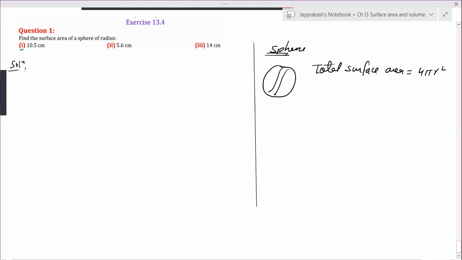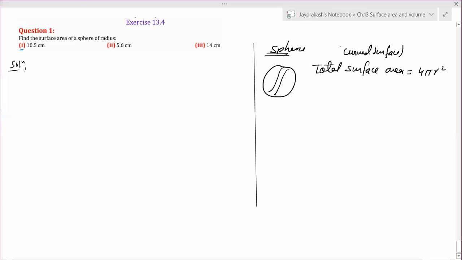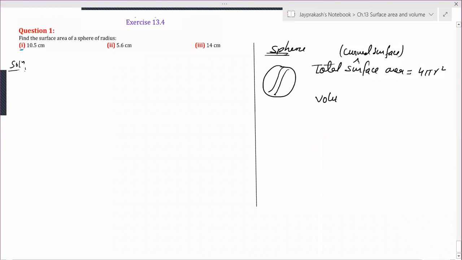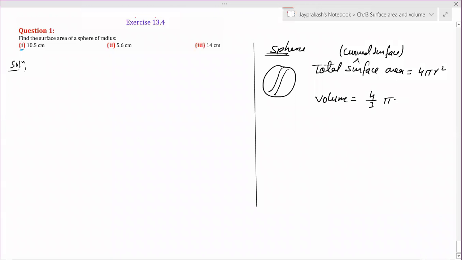Now in the case of the sphere, the total surface area and the curved surface area, these both are same. So whenever they ask for the CSA, the same formula 4 pi r square, then TSA, the same formula 4 pi r square, and the volume will be 4 by 3 pi r cube. This is the volume.